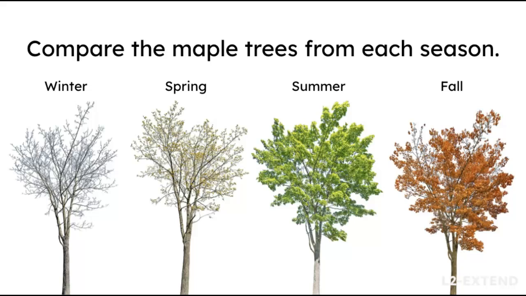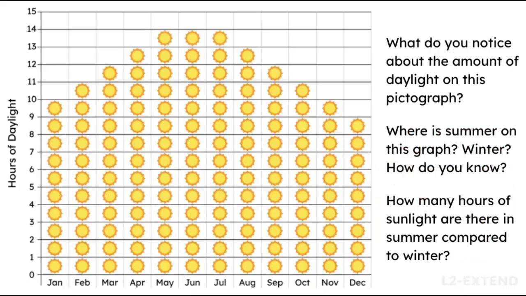For the optional Extend, you'll show students the image of a maple tree in each season. You'll have them make observations and compare the leaves on each tree. You'll then have students turn and talk to come up with a prediction or an explanation of why trees change their leaves throughout the year. You'll then show students the pictograph that illustrates how the amount of sunlight changes throughout the year and make connections to the number of daylight hours and the leaves on the maple trees.